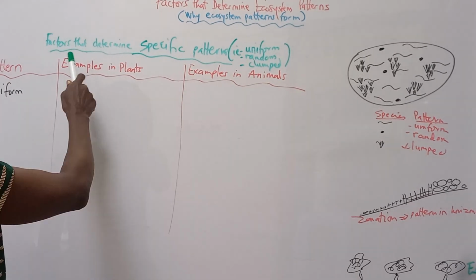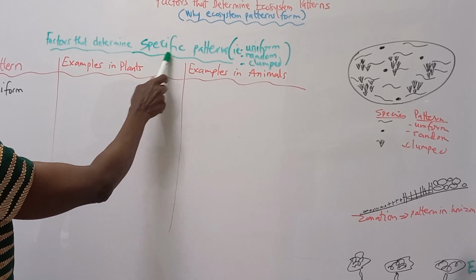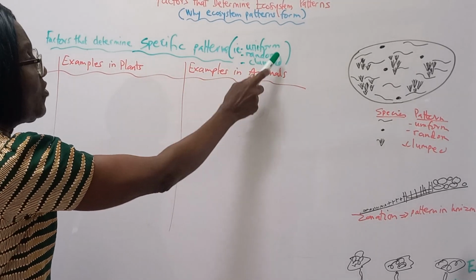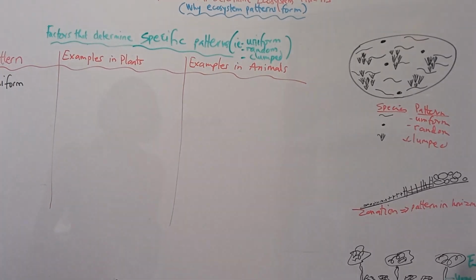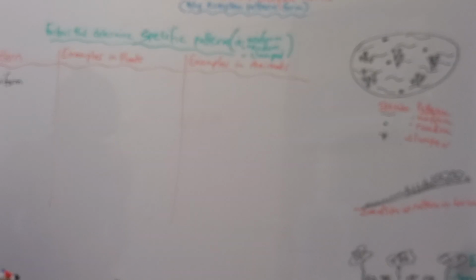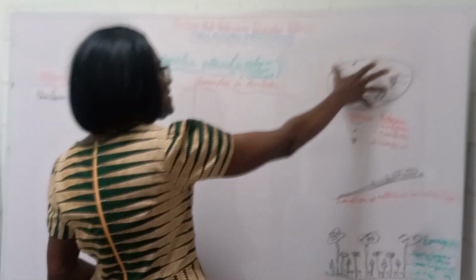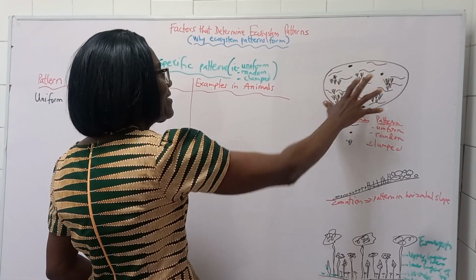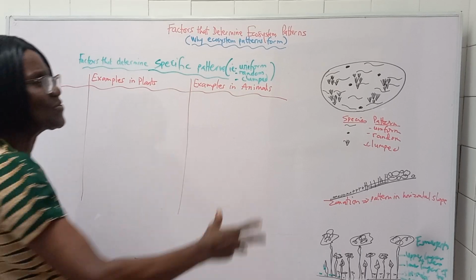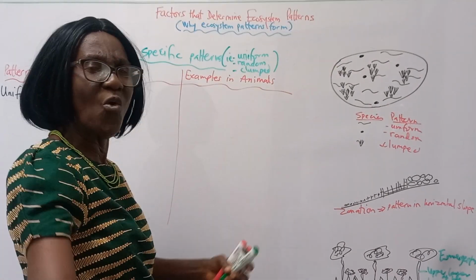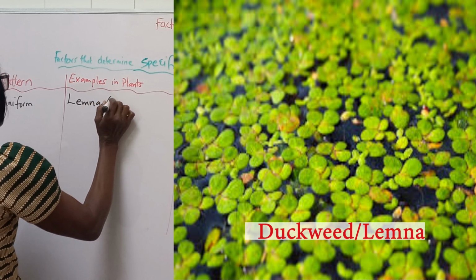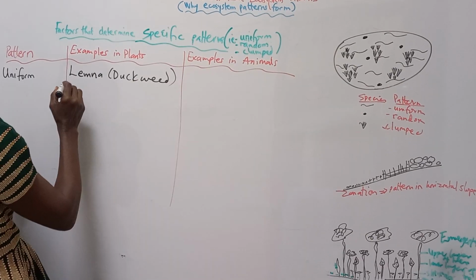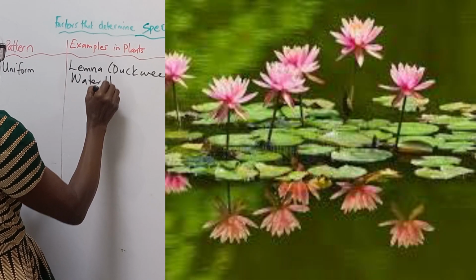Now we want to look at factors that determine specific patterns. That's uniform, random, clumped. And remember, clumped is the most common pattern. So in plants, uniform pattern, if you have plants in an area or ecosystem like this, what kind of plants can spread all over? We can think of a water plant like lemna or duckweed, and then you can have water lily, that's Nymphaea.